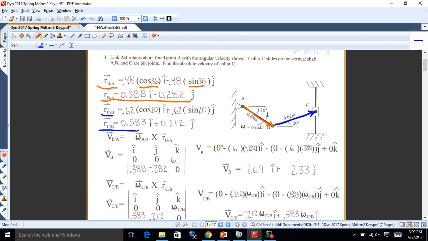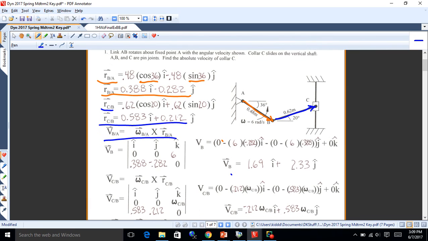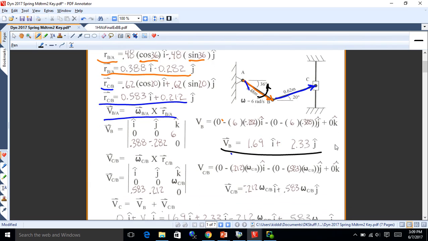Then what you do is you take cross products to get velocities. So the velocity of B is omega B crossed with R B with respect to A. So that'll be I J K, and then 0 0 6. It's positive 6 because that's a counterclockwise moment there, so that's a positive. You do have to pay close attention to signs when you're doing this stuff. And then you put in the position vector, do the cross, and you get VB: 1.69I plus 2.33J.